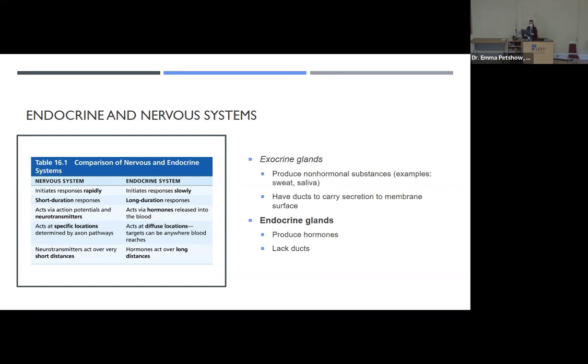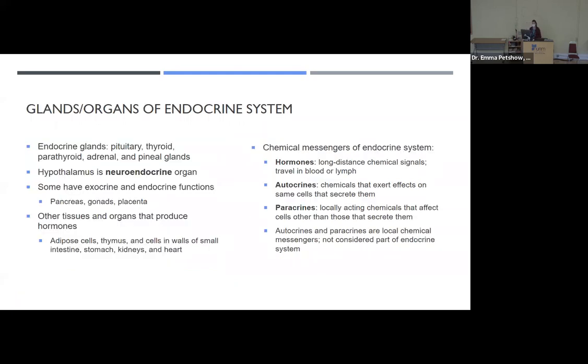We're talking mainly about endocrine glands. These produce hormones and they lack ducts. But exocrine glands, and specifically think pancreas, which has both, are going to produce non-hormonal substances like sweat, saliva, or digestive enzymes. And they have ducts, not ducts like quack quack, but ducts with a T, to carry secretions to membrane surfaces. They love to mix up exocrine and endocrine glands.